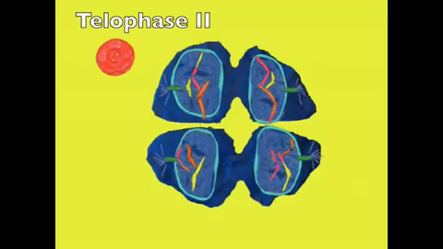During telophase II, nuclei reform at the opposite poles. The spindle fibers again break down and the cytoplasm divides during cytokinesis. Four daughter cells are now produced with half the number of chromosomes of the original parent cell, making them haploid cells.